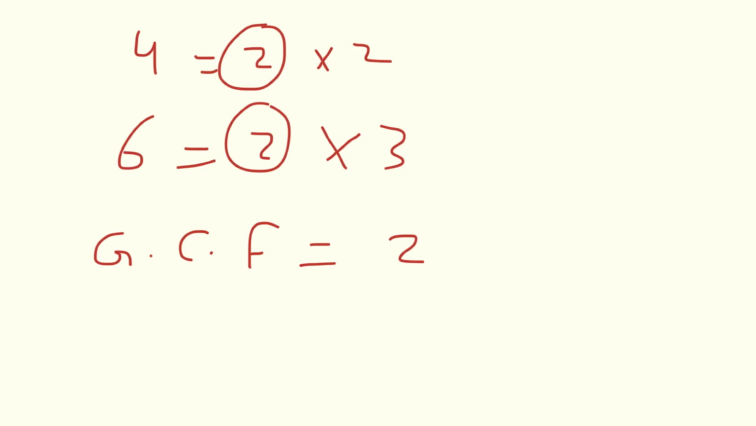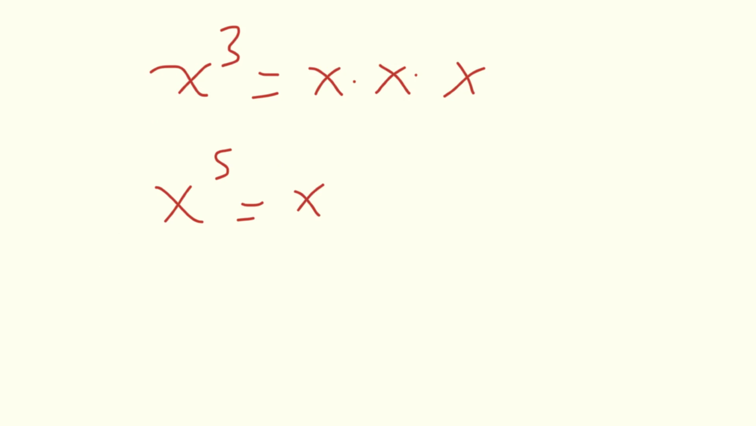The same thing for the variable. Okay, if you have x cubed, it's basically x times x times x. And if you have x, let's just have a nice x. Okay. If you have x power 5, that means also x times x times x, 5 times, right?